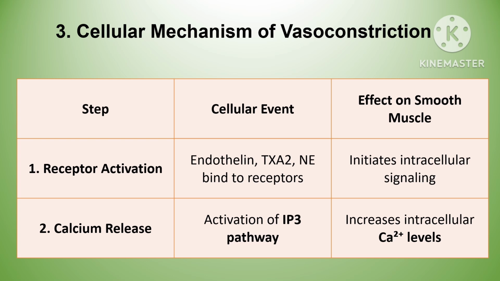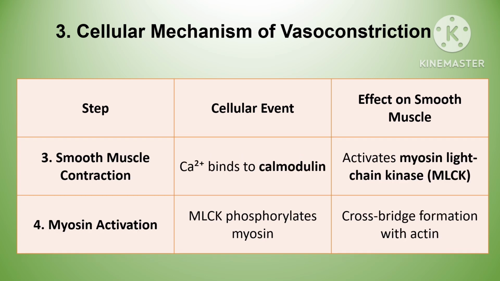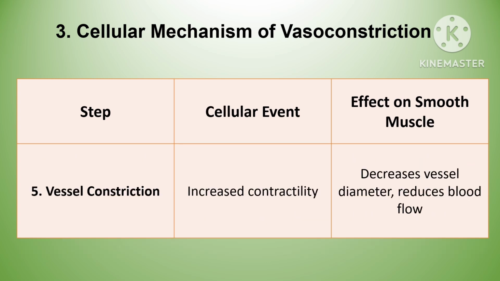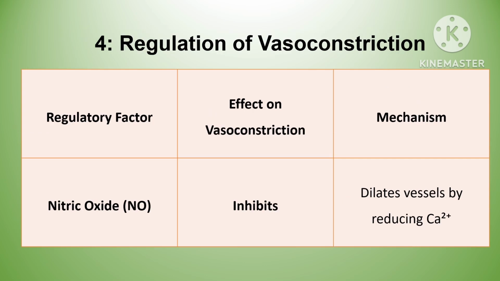Vasoconstrictor molecules like endothelin 1 and thromboxane A2 bind to their receptors on smooth muscle cells. This triggers an intracellular signaling cascade leading to the release of calcium ions. Calcium activates an enzyme called myosin light chain kinase. Myosin light chain kinase then enables myosin, the contractile protein, to interact with actin, causing muscle contraction. As the smooth muscle tightens, the blood vessel narrows, reducing the blood flow.